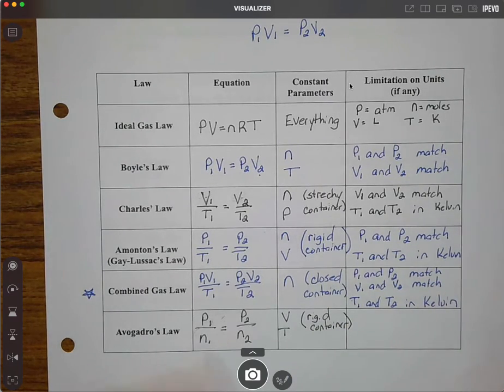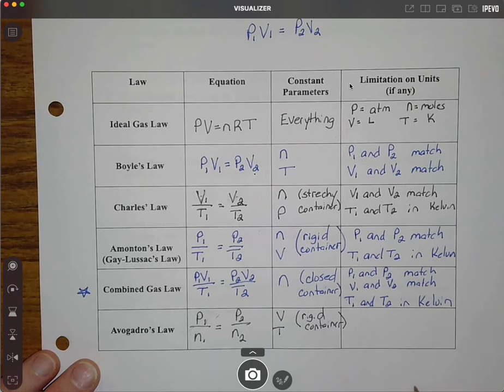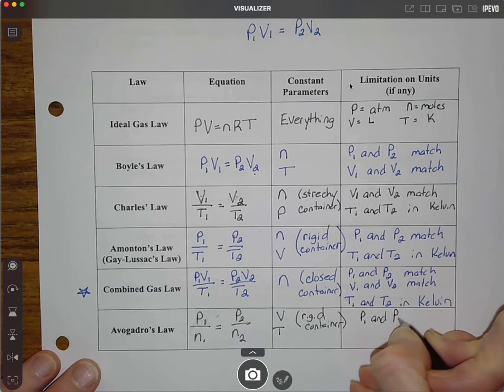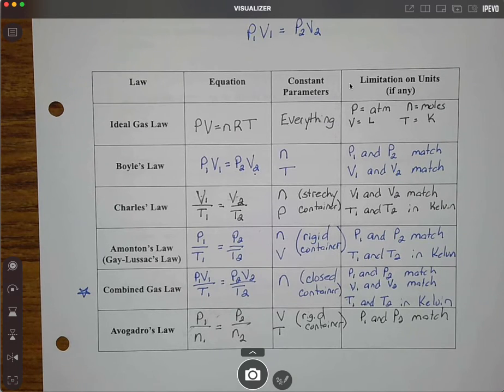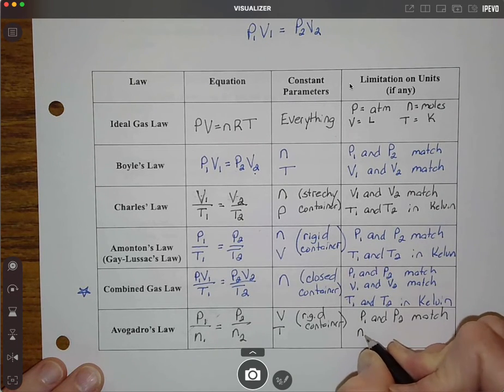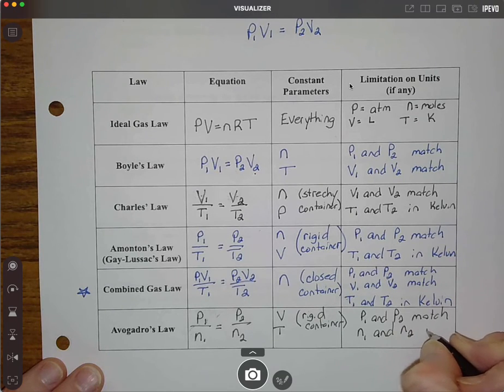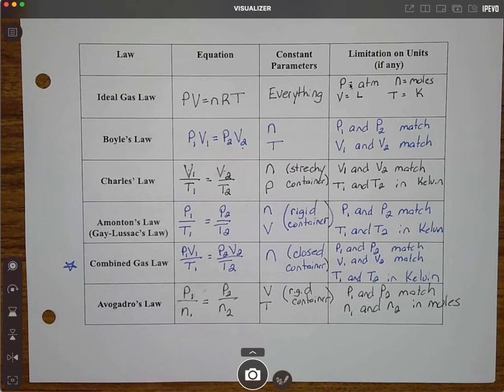Now, as you can imagine, you can make some other iterations of these. These are just the ones that are most commonly used. In order to do this, P1 and P2 have to match. N1 and N2 have to be in moles.